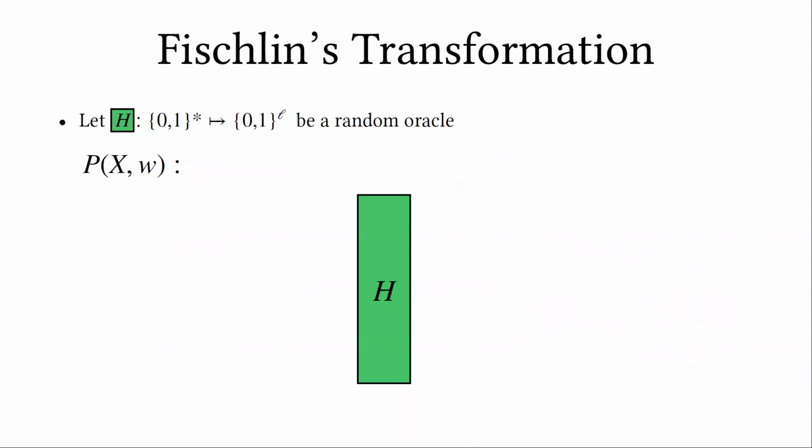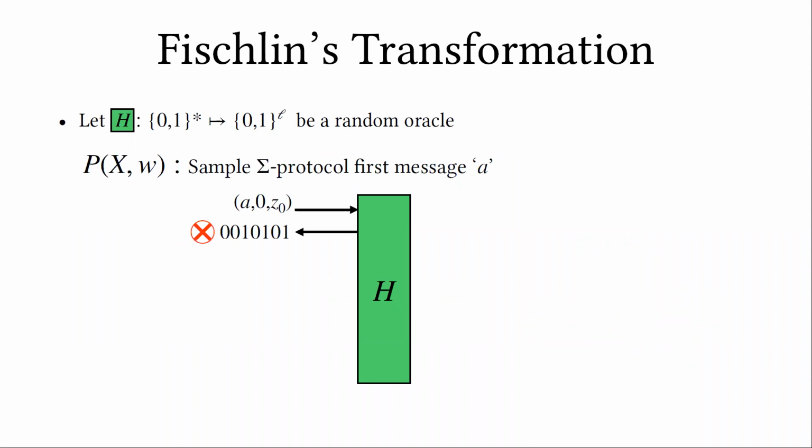In a little more detail, Fischlin's transform works something like this. The prover, as usual, begins by sampling a Sigma protocol first message, A. Then it computes in its head a response to the challenge 0. Let's call it Z0. It feeds it to the random oracle and checks the output. If it's anything but the all zero string, this is a rejection. And so the prover must try again.